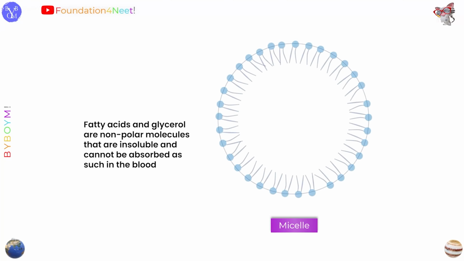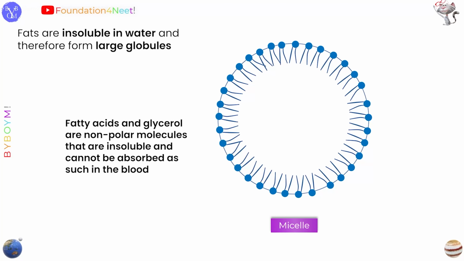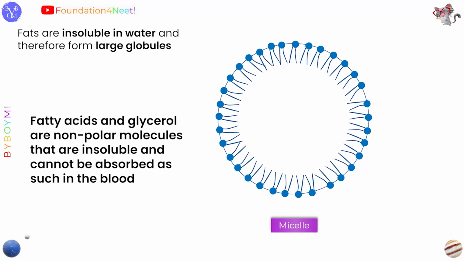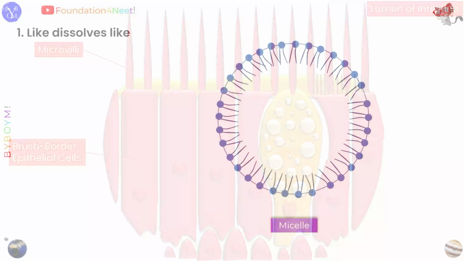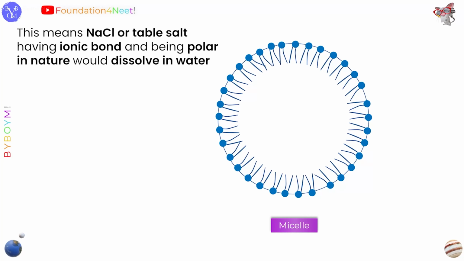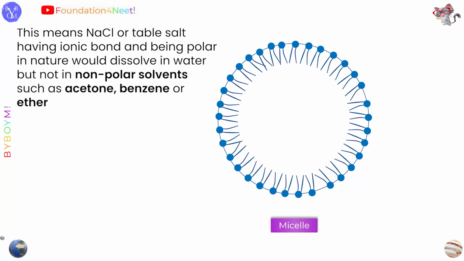Fatty acids and glycerol are non-polar molecules that are insoluble and cannot be absorbed as such in blood. Do you remember, like dissolves like? If not, check the link in the description for the previous video where we explained how fats are broken down by bile salts. So coming back, like dissolves like refers to the fact that polar compounds dissolve only in polar solvents and non-polar compounds dissolve only in non-polar solvents.